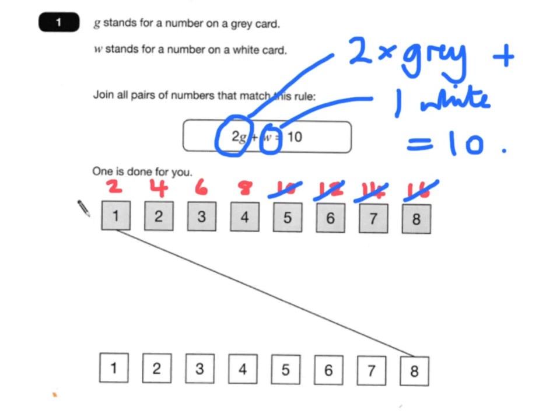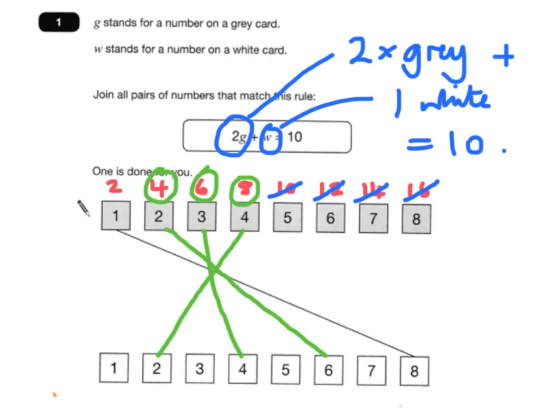So let's see, they've joined the 2 and the 8, really helpful. 4, 2G, which is 2 times 2 is 4, joins with 6 to make 10, and 2 3s are 6, joins with 4 to make 10, and 2 4s are 8, joins with 2 to make 10. So that will give you the 3 numbers that join up to make 10, using that formula 2G plus W.